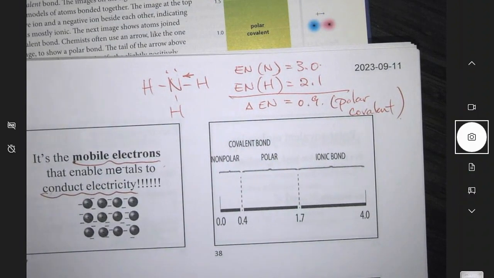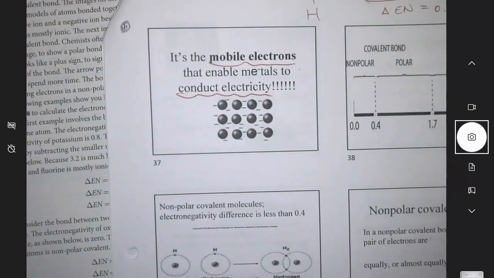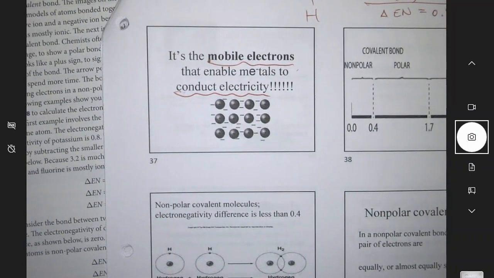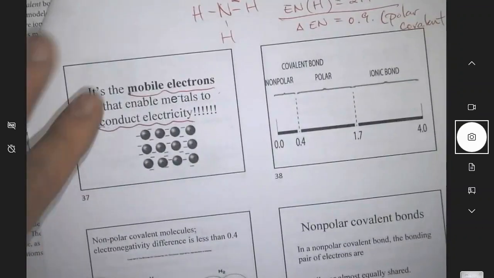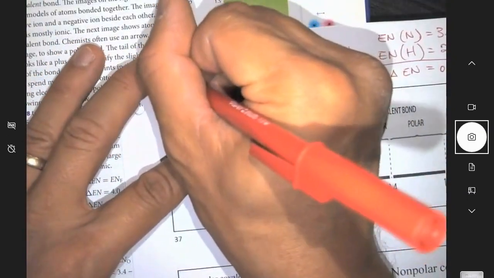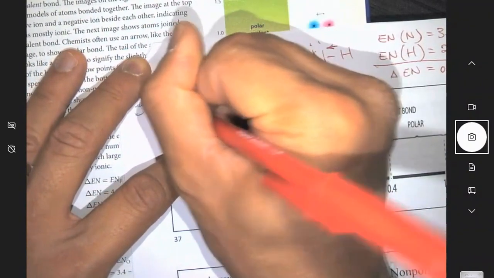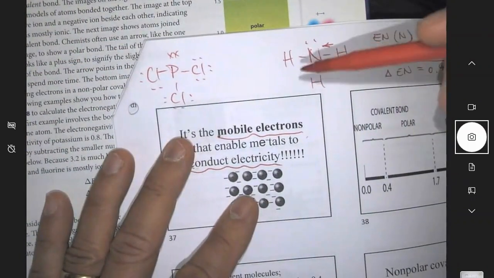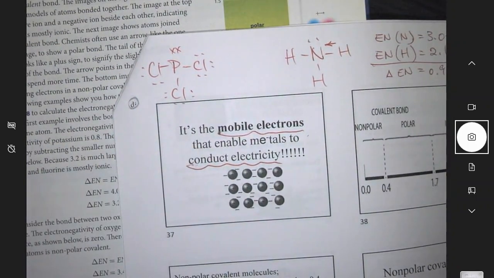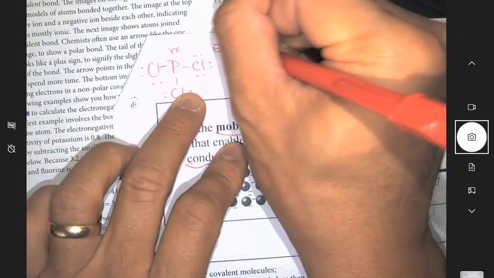Let's do another one. In this case, we're going to try the other example during our quiz, PCl3. So again, we drew the Lewis diagram. This is the reason why you need to be pretty good with drawing the Lewis structure. So use your periodic table. Tell me, what is the electronegativity for phosphorus?